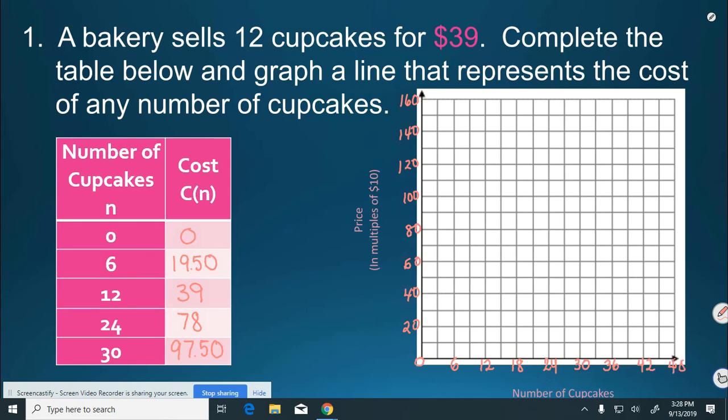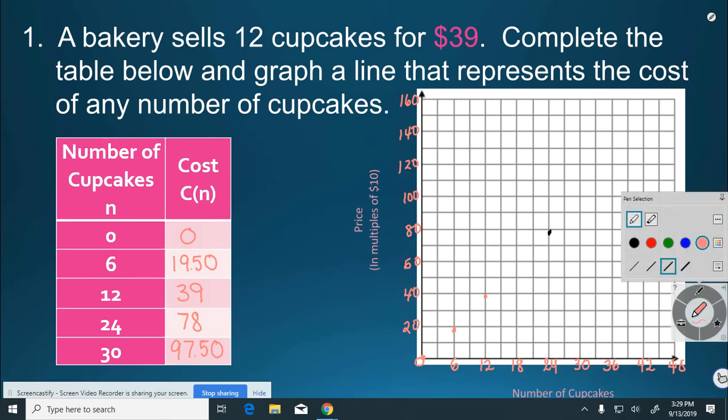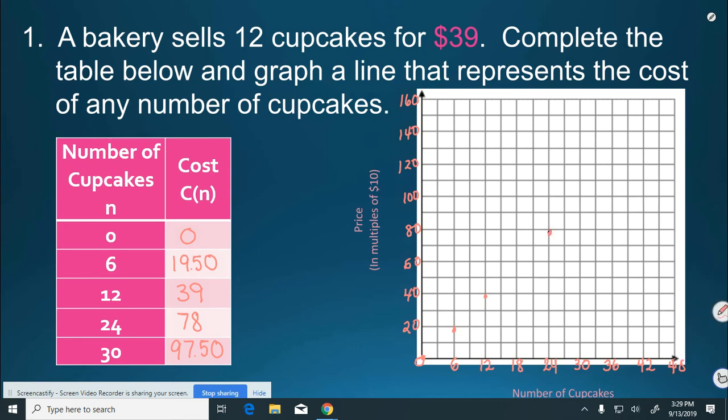And now I can graph the data that we have in the table. So 0, 0 is our origin and our first point. 6, 19.50 is right below 20. 12, 39 right below 40. 24, 78, a little bit below 80. And 30, 97.50, a little bit below 100.